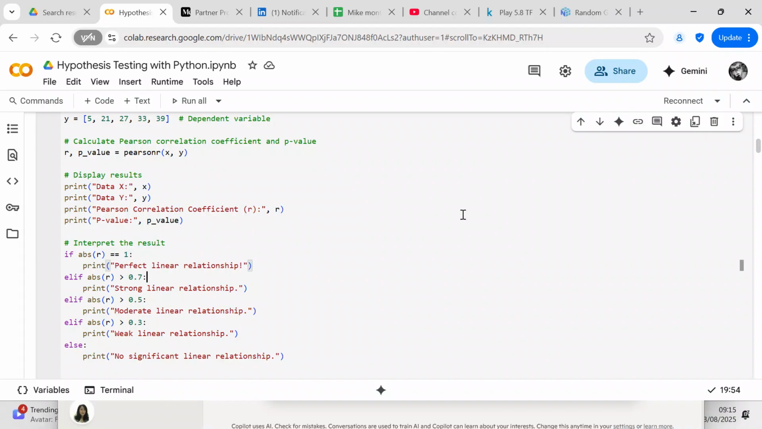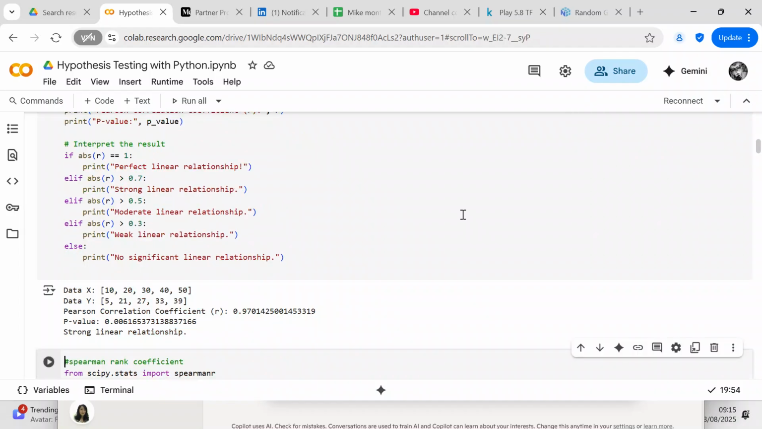And so, as we can see right here, with the answers we've got, it's a strong linear relationship because it was 0.97, and it was between 0.7 and 1, so you had a strong linear relationship. I would say that it was a near perfect linear relationship.